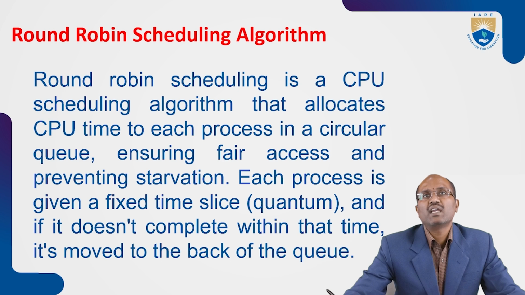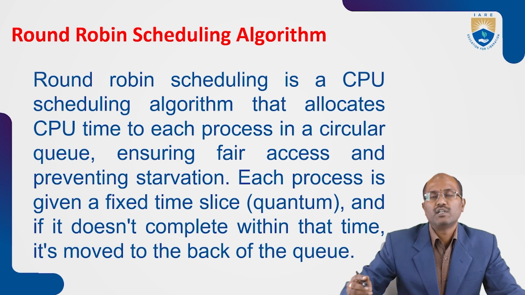Each process is given a fixed time slice, and the time slice is the time quantum. So we give the time quantum to each process, it executes for some time, then it gives the next process a chance for execution. That is called the time quantum. If a process does not complete within that time, it is moved to the back of the queue. Round robin is the best example of a preemptive scheduling algorithm.